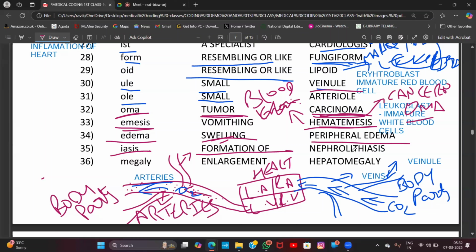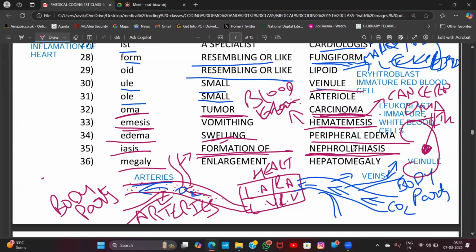Iasis is nothing but formation of nephrolithiasis. What is nephro? Kidney. Litho means stones. Iasis means formation. The formation of stones in the kidney is called nephrolithiasis.